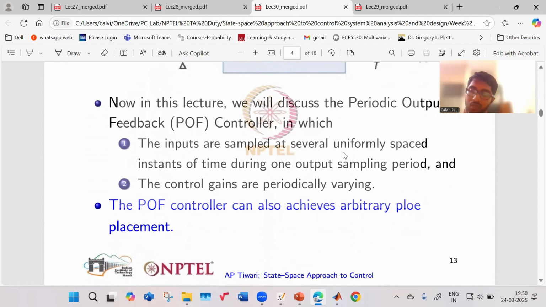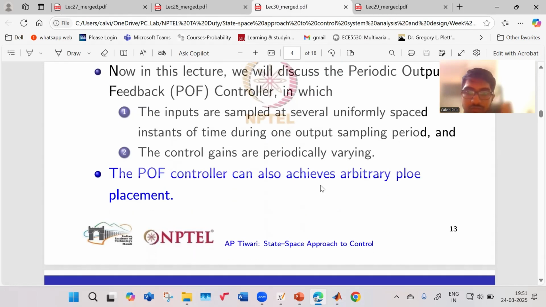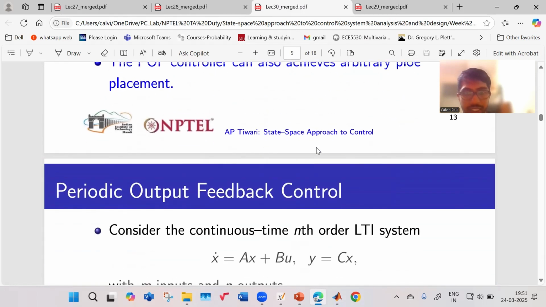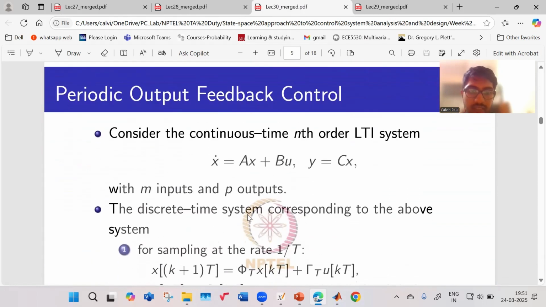So what happens with the POF controller is the input depends on the previous output, and the gains which it is using change periodically. When these gains are changing periodically, the control input is no longer like a zero order hold over the sampling period. The control input is changing, depending on the input sampling. So it is shown that this POF controller can also achieve arbitrary pole placement. Let us see this.